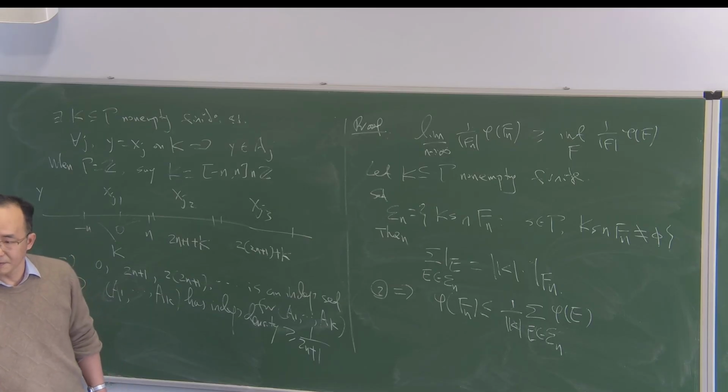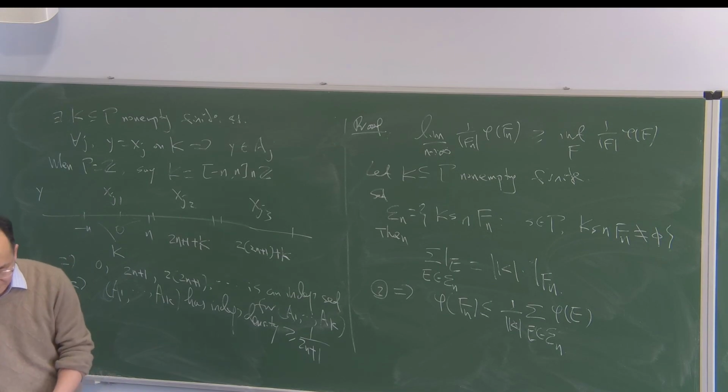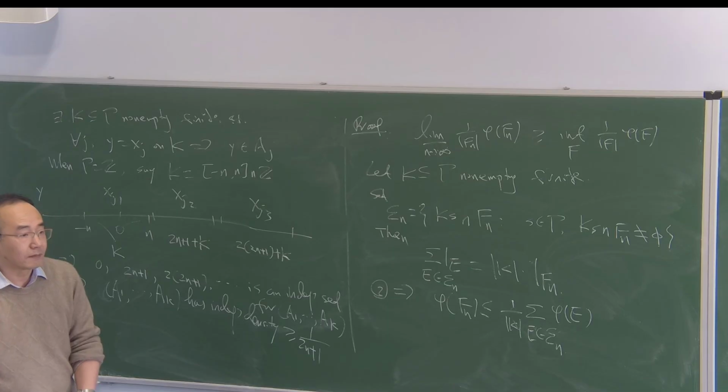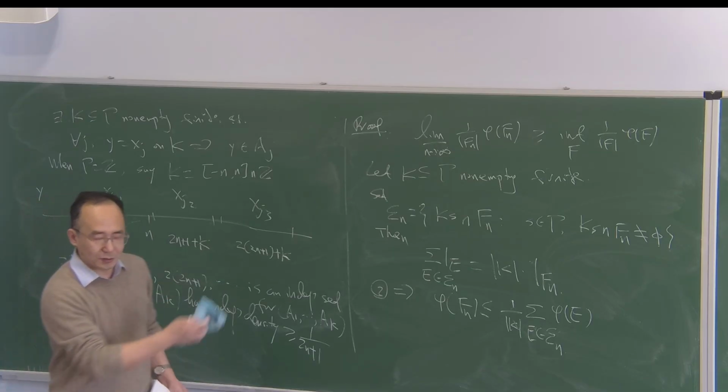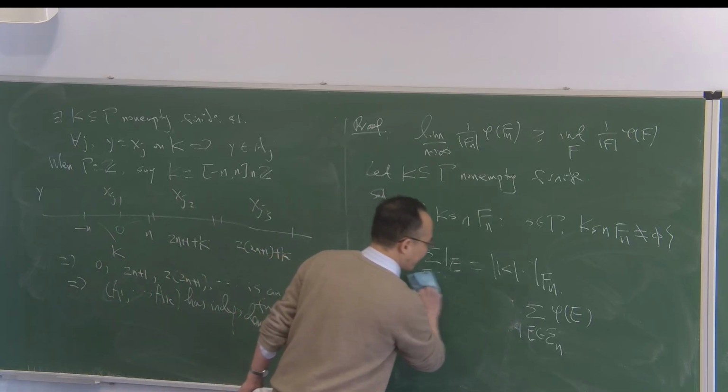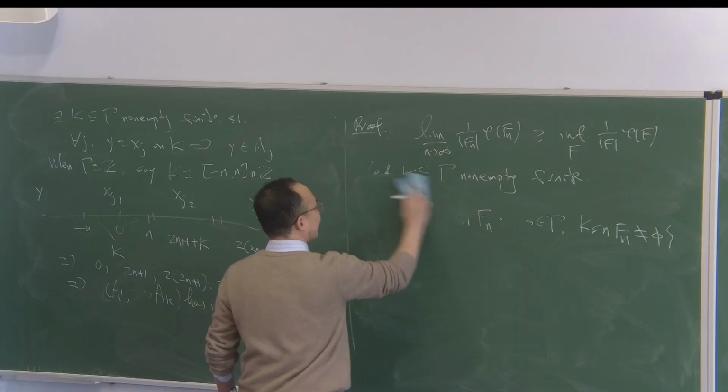Any questions? This is a proof for gamma equal to Z, right? Yes. Okay.